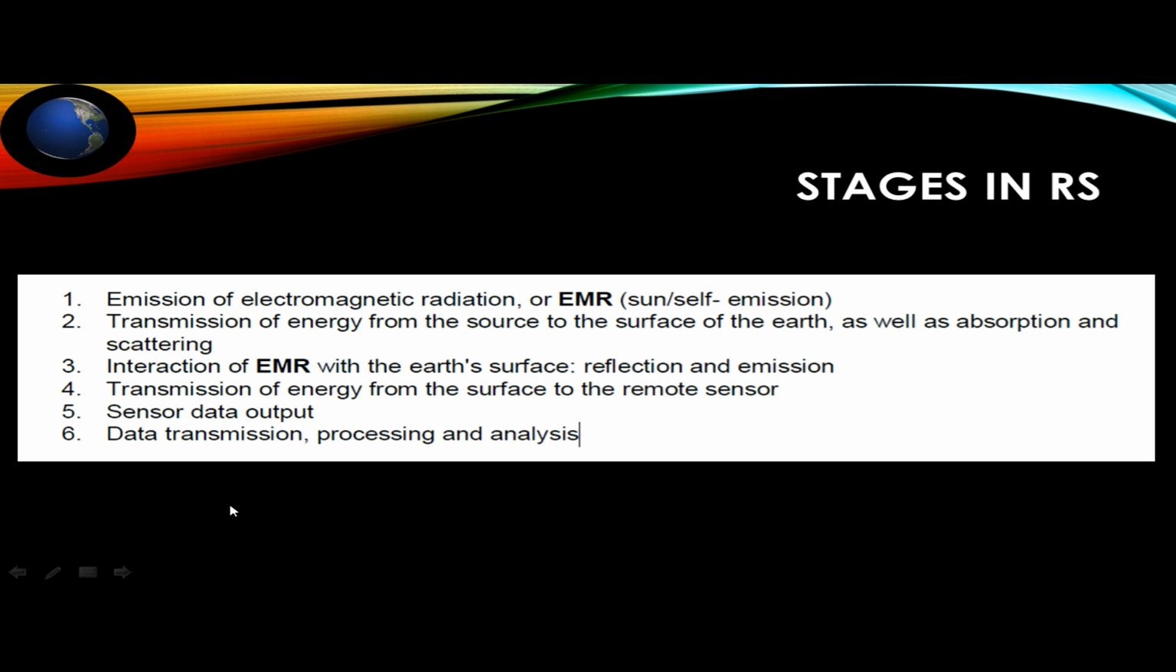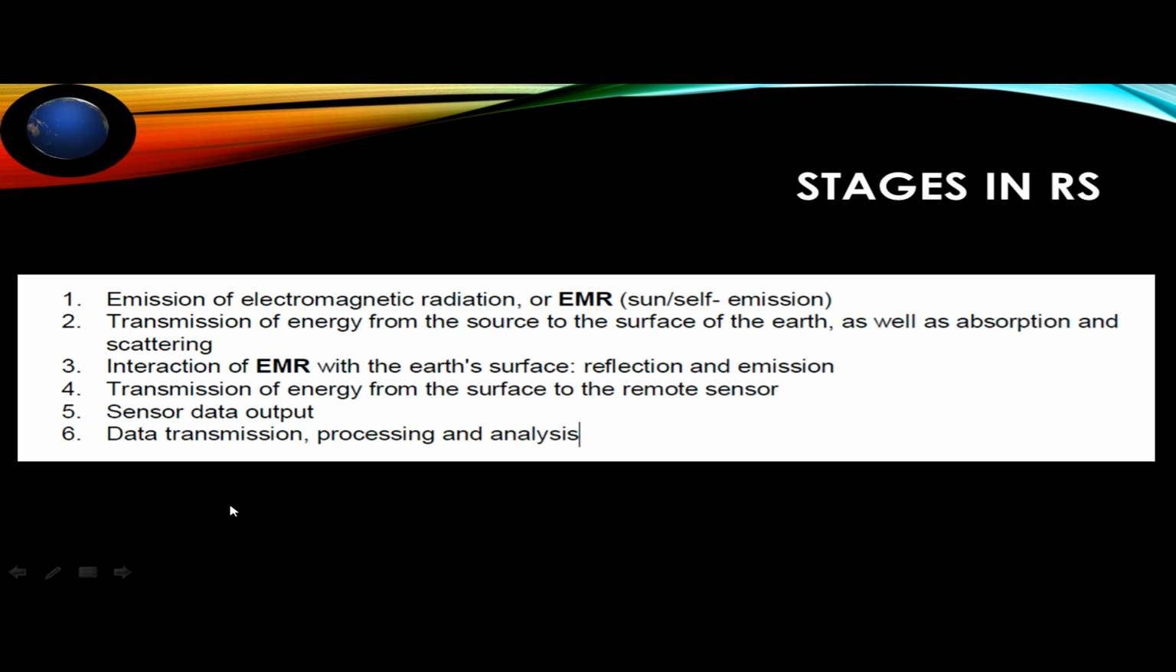So the first stage in remote sensing is the emission of electromagnetic radiation, EMR, which is from the sun or self emission. Sometimes we will throw our own light from the sensor and collect the information. Sometimes we are using the sun's radiation and collecting the earth surface feature reflectance.